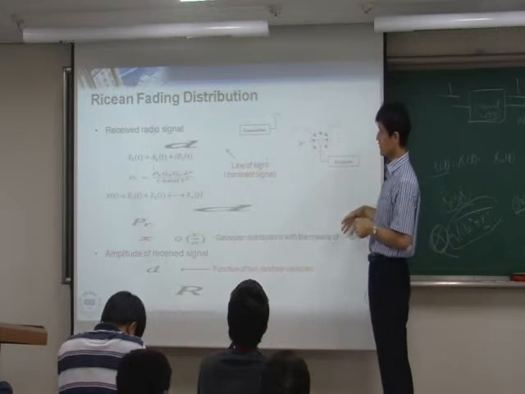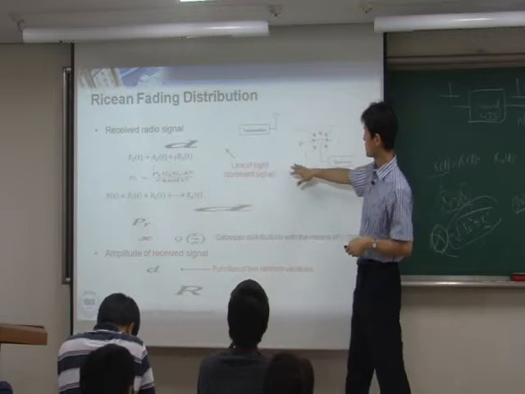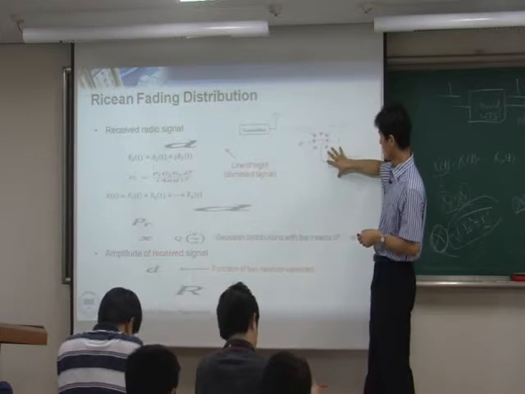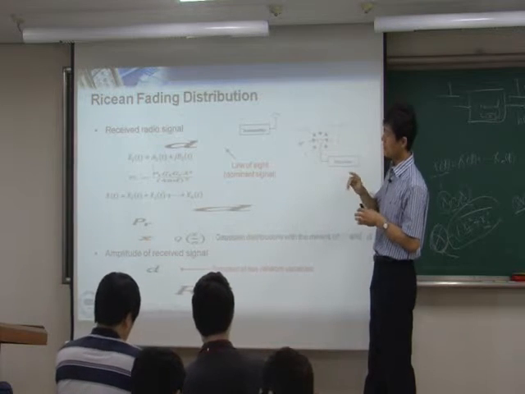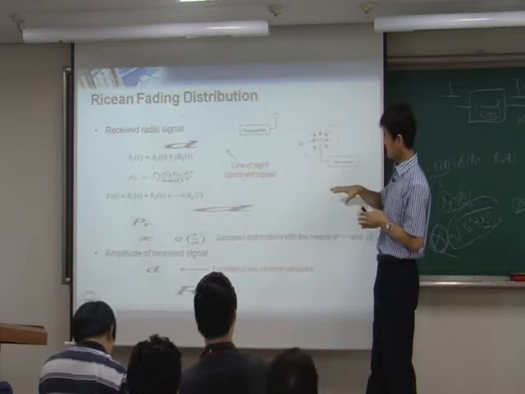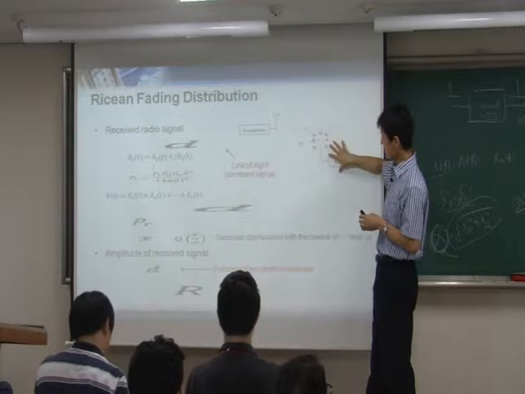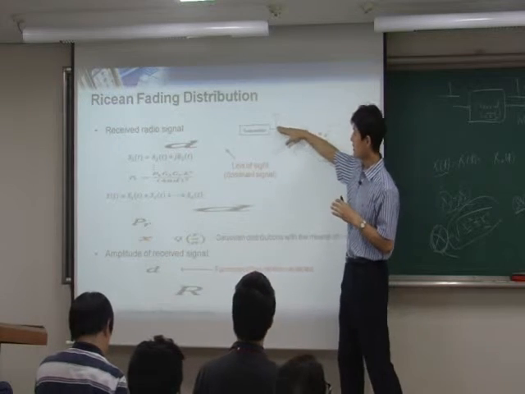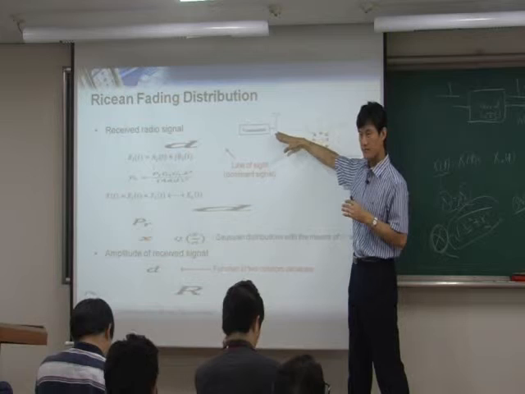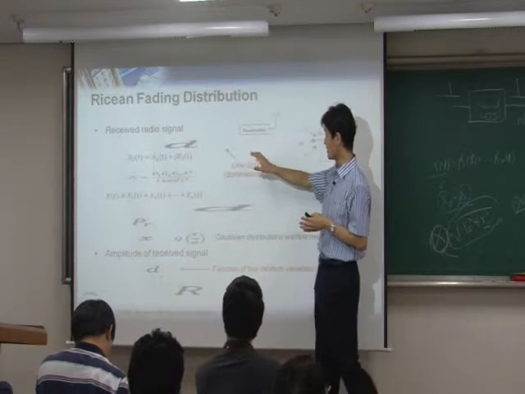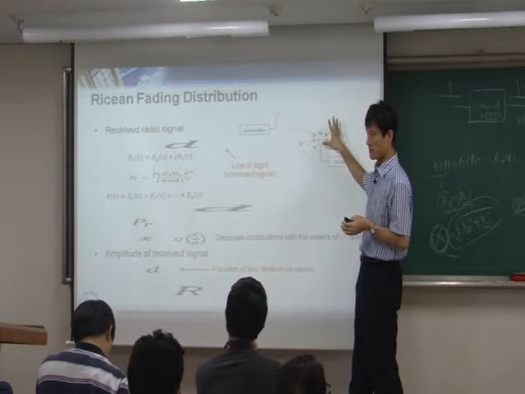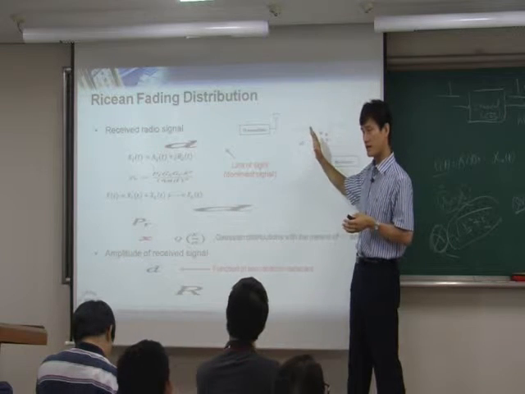So let's go to the physics again. We have a transmitter, and again we have a receiver, the same way as before. But what is different compared to the Rayleigh case is that in this case, let's say that we have some line of sight. Earlier, we were only considering a scattered environment, so there was no line of sight.